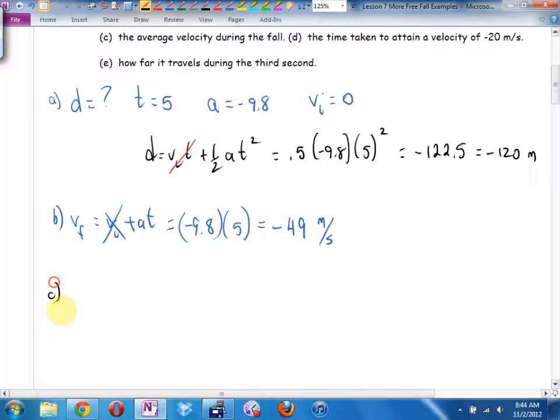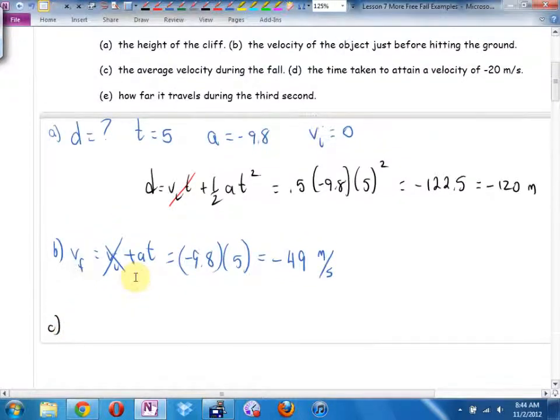C. The average velocity during the fall. Okay, now this is new. How do I find the average of something? We've talked about this. It was a few days ago, but do you remember? Yeah. 1/2 bracket VI plus VF. It's add them up and divide by 2. There's a formula, but if you want to find the average between two things, don't you just add them up and divide by 2? Yeah. So let's add up the initial and the final, and then divide by 2.